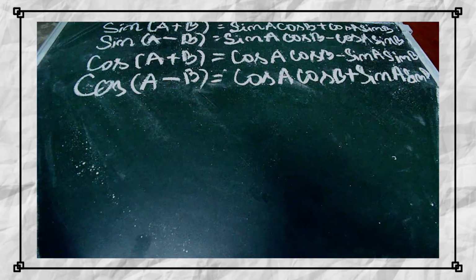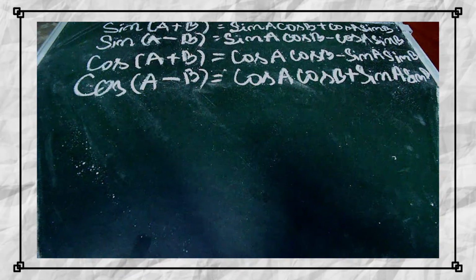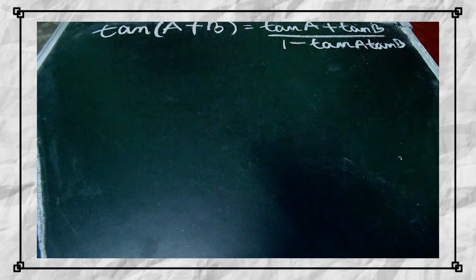From this we will derive the values of tan of a plus b, tan of a minus b, and others. So tan of a plus b equals tan a plus tan b by 1 minus tan a into tan b. Now how does this formula come? Tan of a plus b equals sin of a plus b by cos of a plus b.